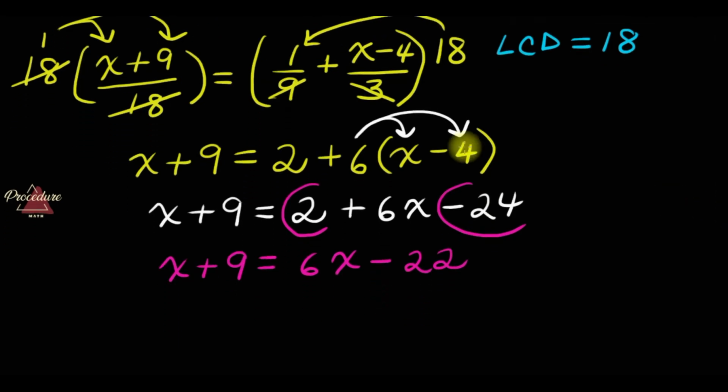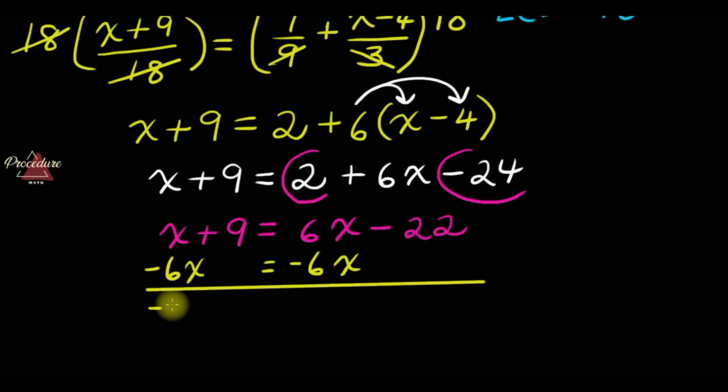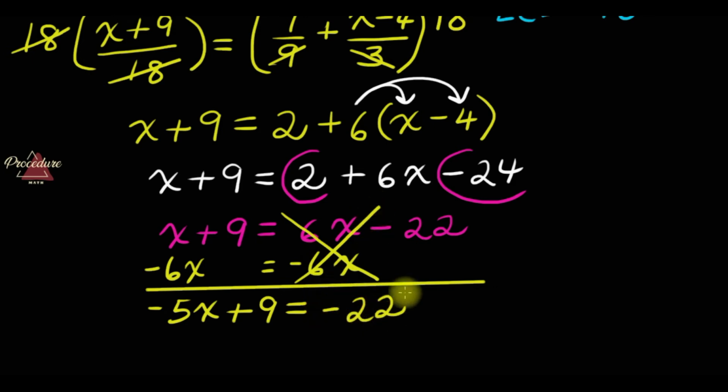And then step 5 is to get the variable term on one side and the constant term to the other side. So here I'm going to minus 6x to get rid of the positive 6x. And then if I minus 6x there, I get a minus 6x on this side. Okay, so here you have negative 5x plus 9, these are gone. And then you bring down the negative 22.